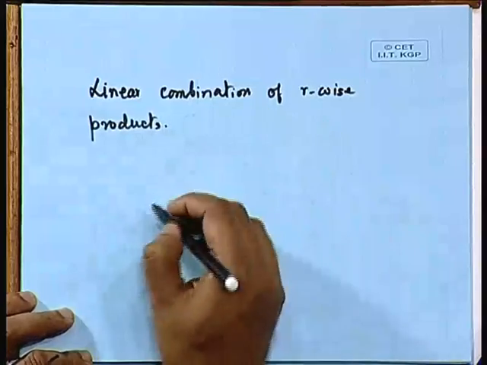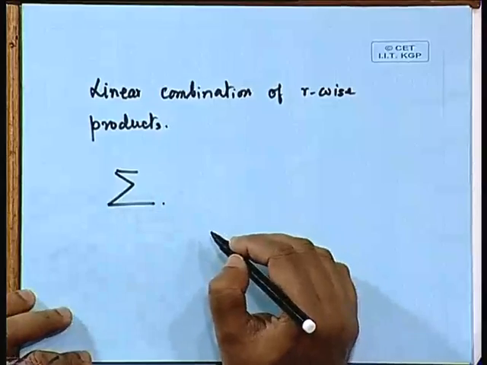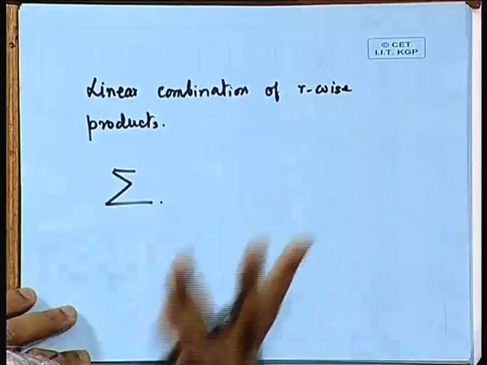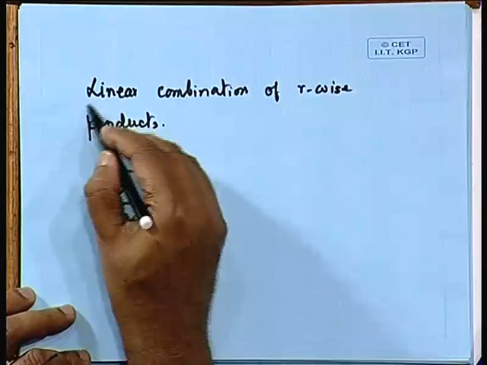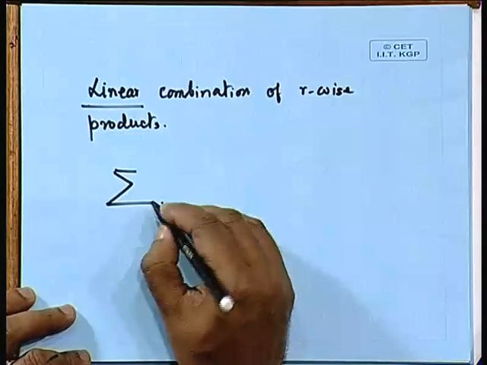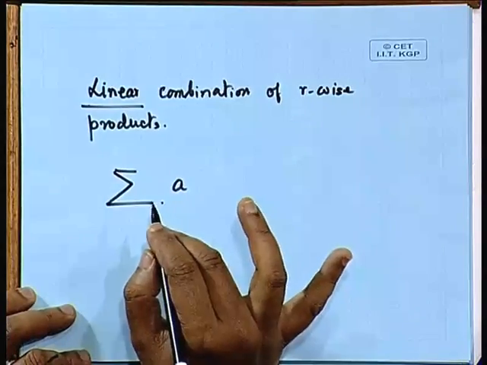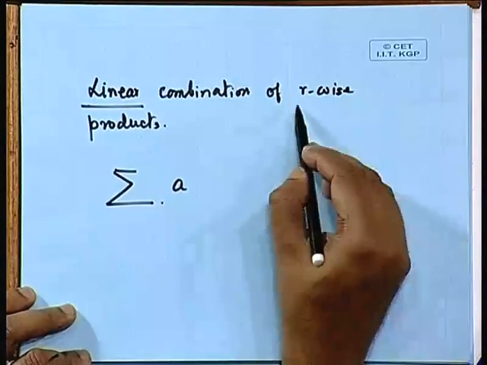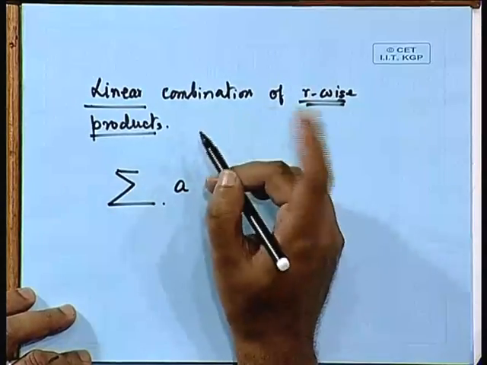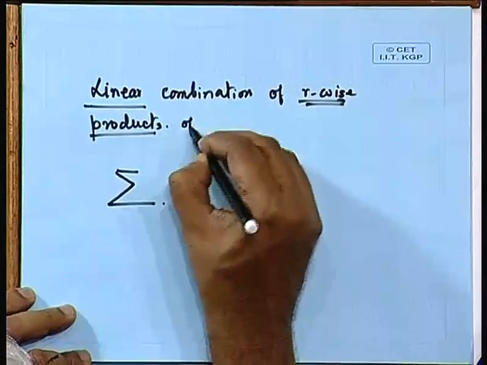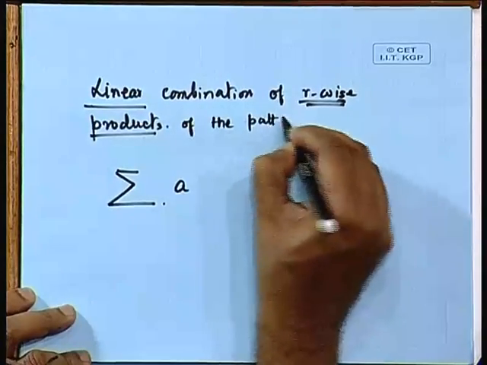And what is that? It says that you can express the mapping function as a summation like this, I mean a linear combination, but a linear combination of what terms? Of r-wise products of the pattern coordinates. Okay, so we have to write that, r-wise products of the pattern coordinates.